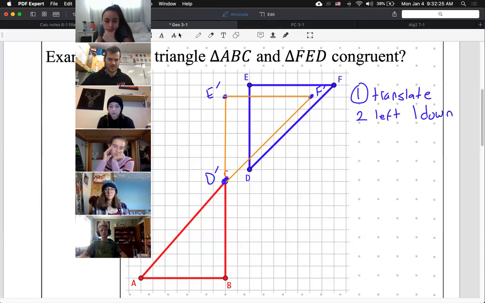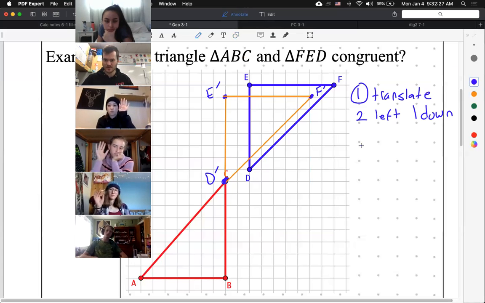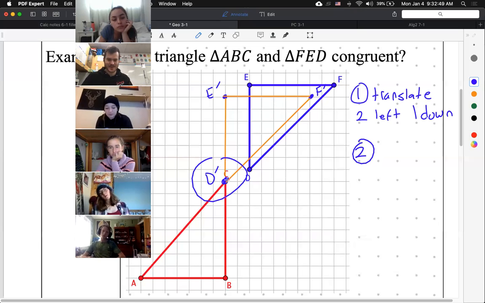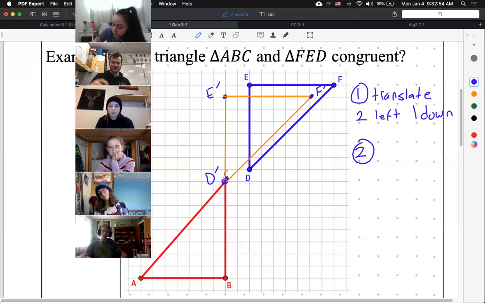Then what do we do? That was step number 1. Step number 2, Emma. Then you're going to want to not dilate it. Rotate it. Yeah, rotate it around which of these points? At D prime first, right? Or C. D prime, yeah. And how many degrees are we going to rotate by? 90 degrees, 180 degrees, 36.9? I don't know.